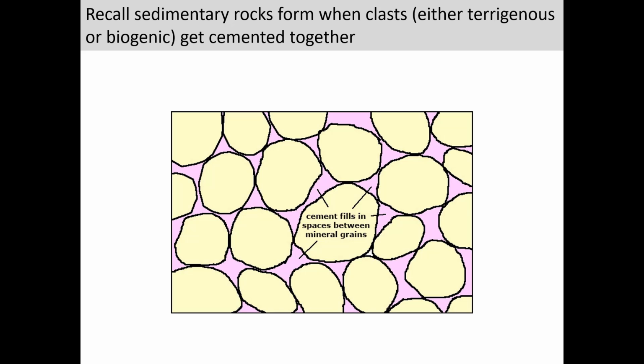For sedimentary rocks, it's all about the cementation. Remember, the way you make a sedimentary rock is you take clasts, either terrigenous clasts eroded off the land or biogenic clasts made within the basin of deposition by precipitation. Those clasts fall to the bottom, they get deposited, they get squeezed together, and ultimately they get cemented together by some kind of mineral cement.